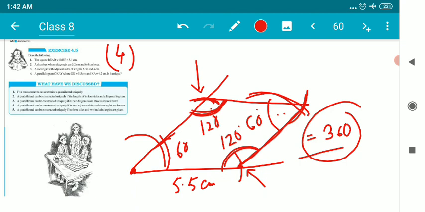So children, I believe this explanation was very simple, very easy. You will try out this construction in your white copy using ruler, compasses, protractor, whatever is required, and you will submit this work in the Google Classroom positively.